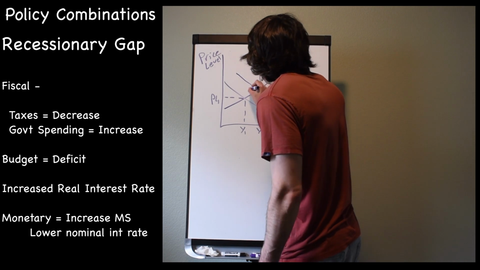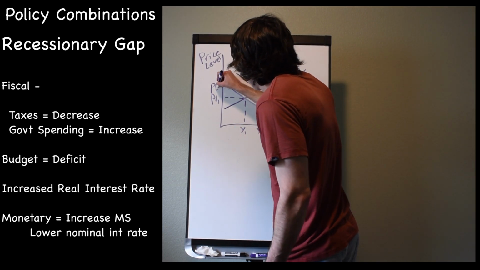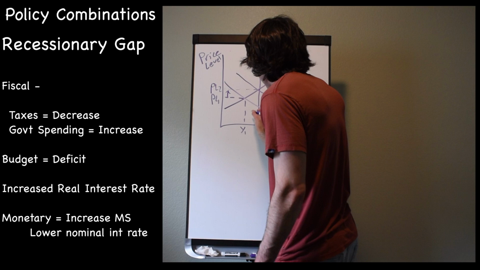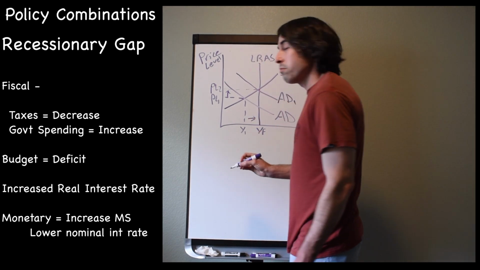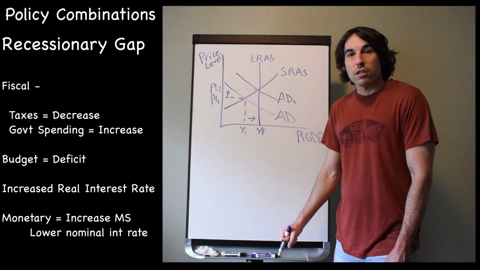We can get out of that recession, of course, with a higher inflation rate, but a lower unemployment rate, and we'll get back to the natural rate of unemployment.